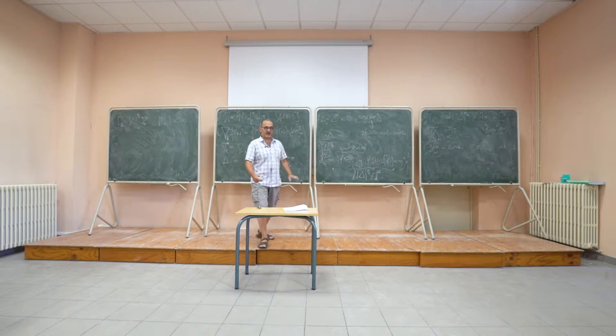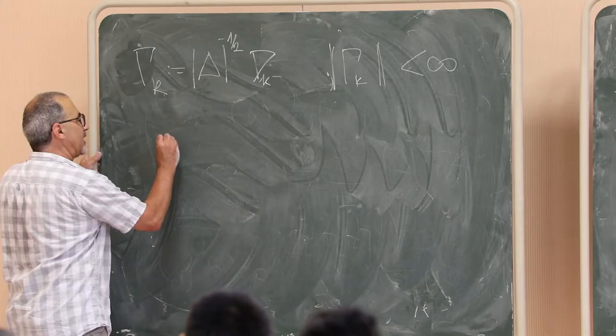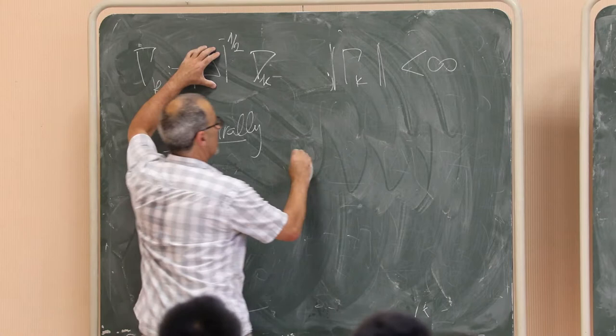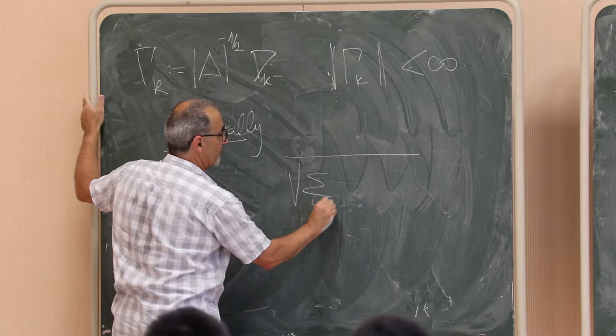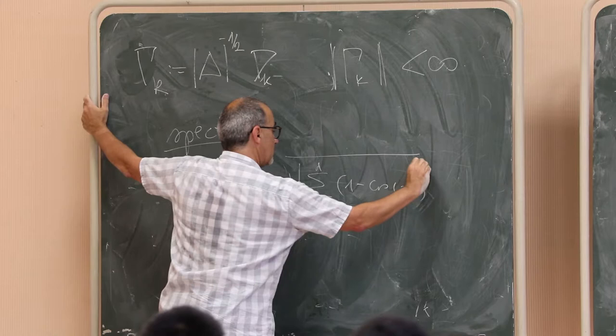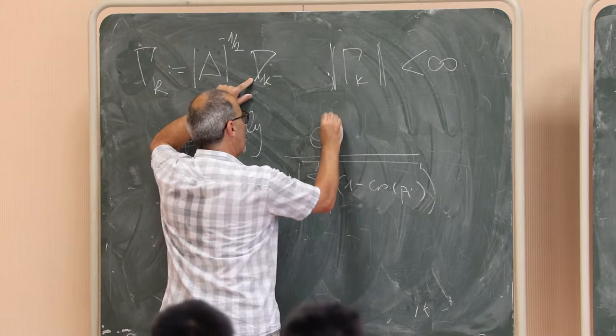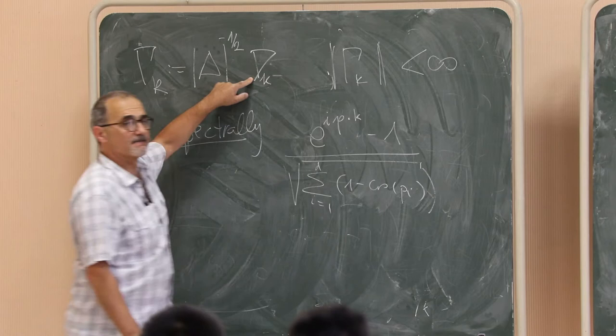In spectral terms, so the spectral representation, these look like my functions of the square root of the sum over i from 1 to d of 1 minus cosine p_i. And up there, I have a shift minus 1, which gives me an e to the i times p dot k minus 1.